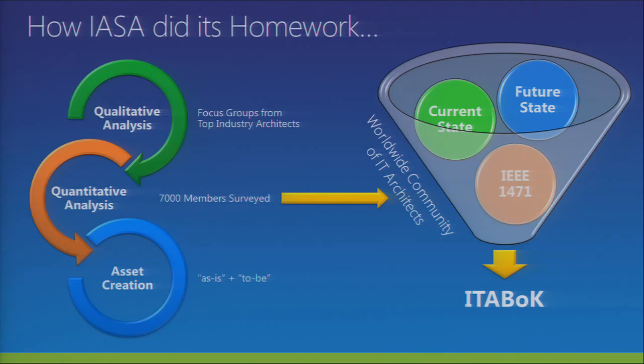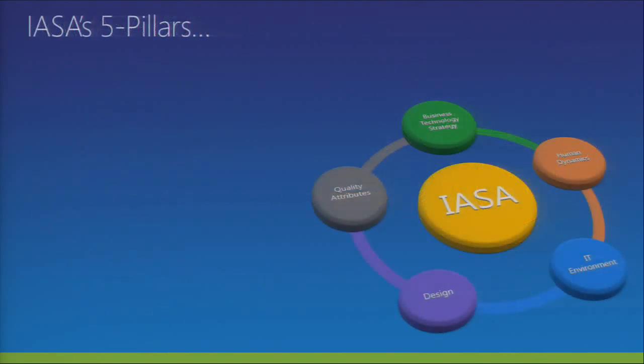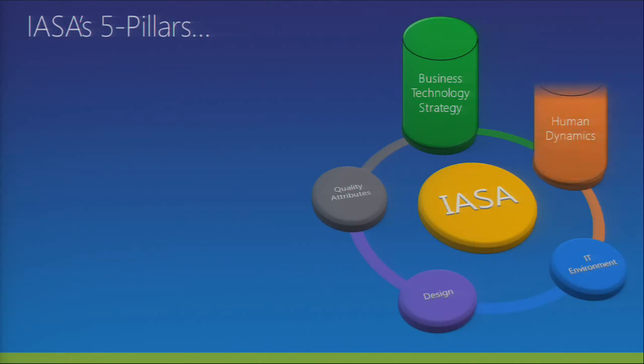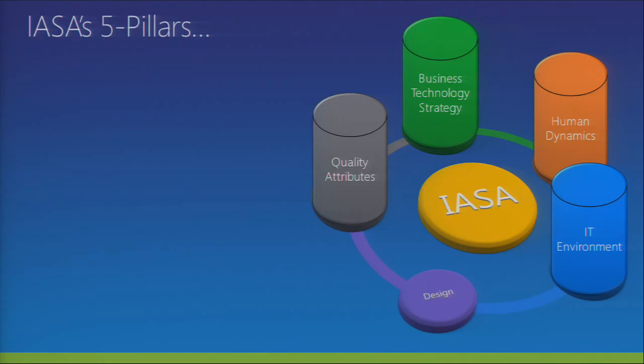Right now, this IT architecture body of knowledge is just growing, and it's wonderful. So this is kind of the homework that was done in putting this together to build these pillars. And what came out of this survey was really very basic. You've got business technology strategy as one of the pillars. You've got human dynamics as a pillar. You've got quality attributes. You've probably heard of these things in one form or another. You've got your IT environment, and you've got design.